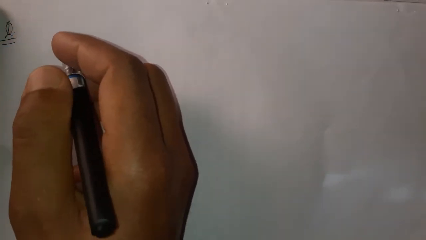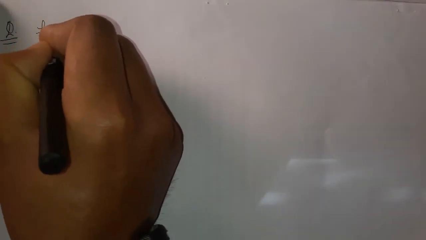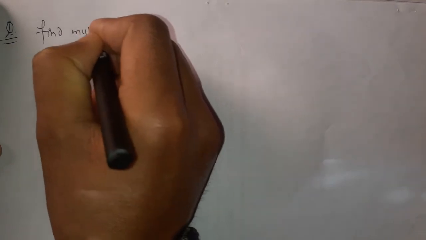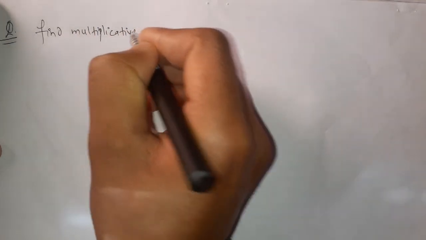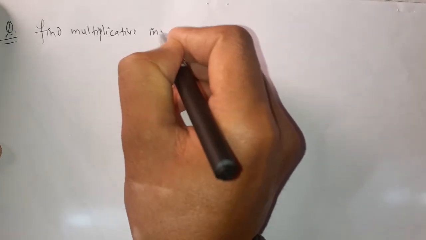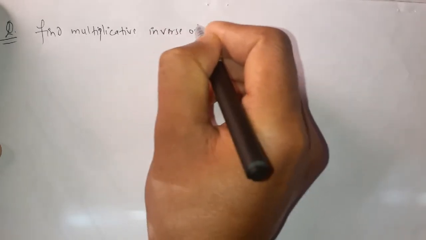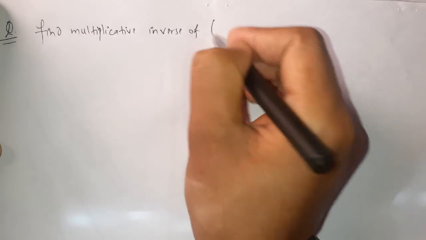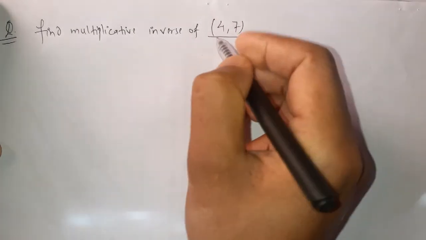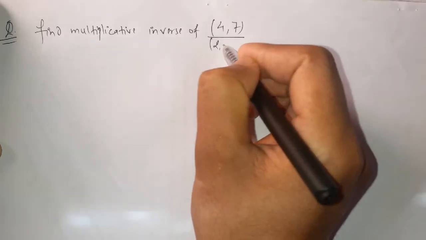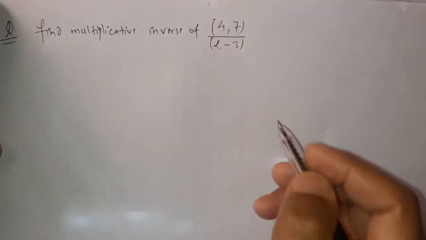The question is finding the multiplicative inverse of the given complex number (4, 7) divided by another complex number (2, -3). Find the multiplicative inverse of the given complex number.